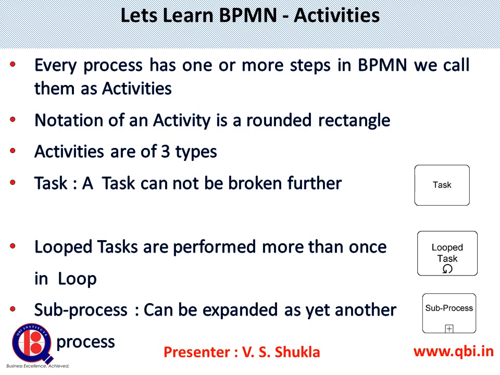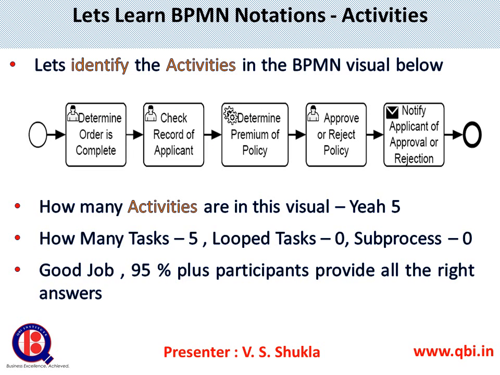You can see here that the notation for a task, looped task, and sub-process are similar, except for the fact that for the looped task there is an additional loop-like arrow in the bottom center, and for the sub-process there is an additional plus sign at the bottom center of the rounded rectangle. Now for this simple underwriting process, let us identify the activities in the BPMN visual shown. Here you will agree with me that activities shown in the BPMN visual are 5.